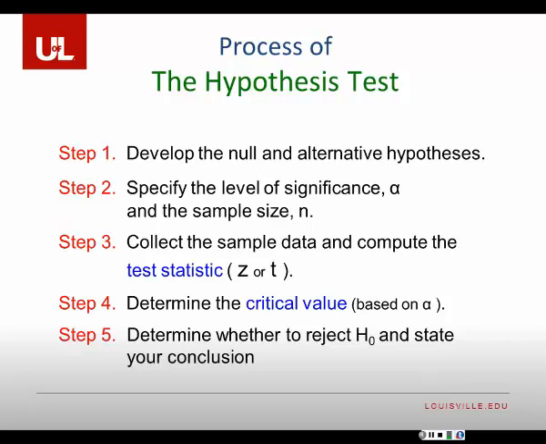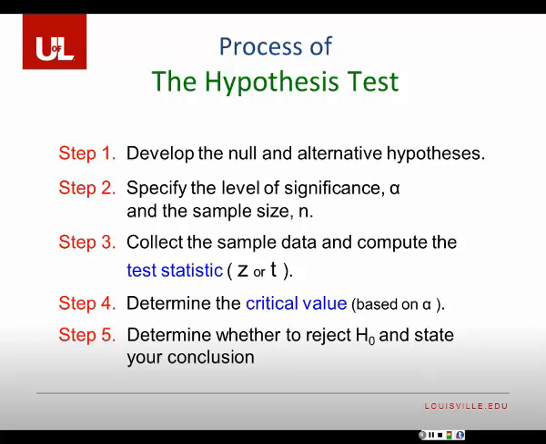Number 1, develop a null or alternative hypothesis. Alright, so come up with a claim. Come up with your question. Number 2, specify the level of significance, alpha, and the sample size. This is developing your experiment to test said claim.